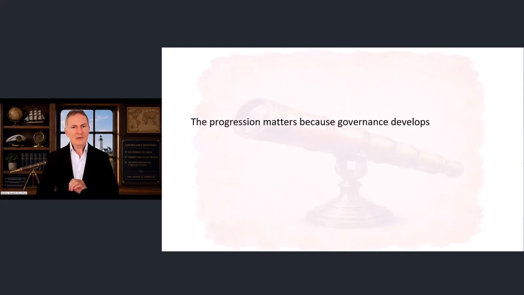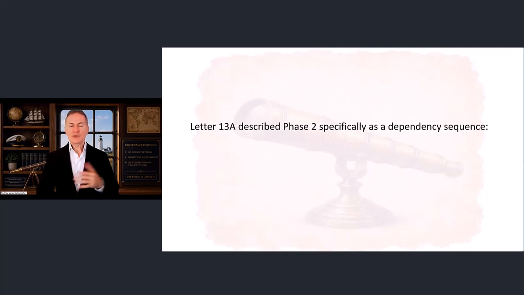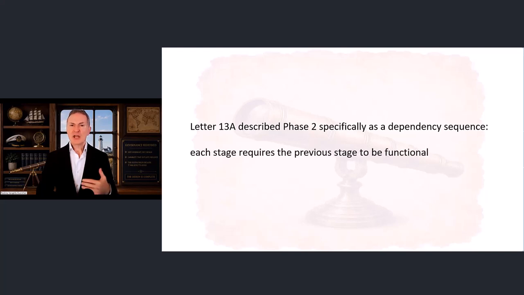The progression matters because governance develops in much the same way inside an organization. Each new capability depends upon something established before it. Letter 13A described phase 2 specifically as a dependency sequence. Each stage requires the previous stage to be functional before the next one can hold.